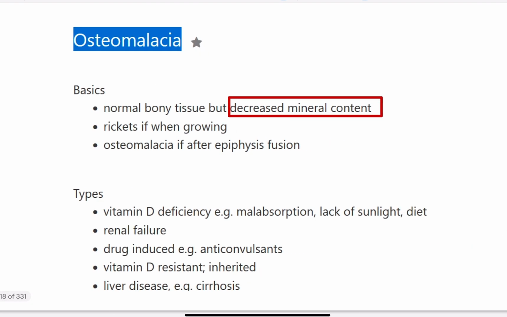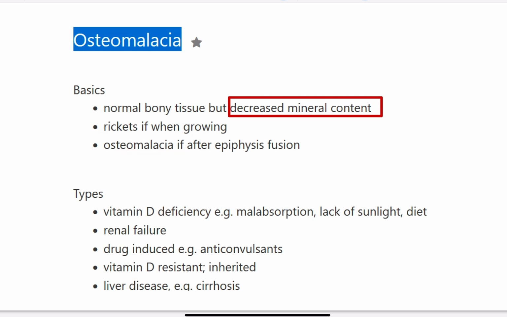So osteomalacia, what is its cause? The cause is reduced mineral content. And osteomalacia, when it occurs in children, is known as rickets, and in adults it is osteomalacia. What are the types?